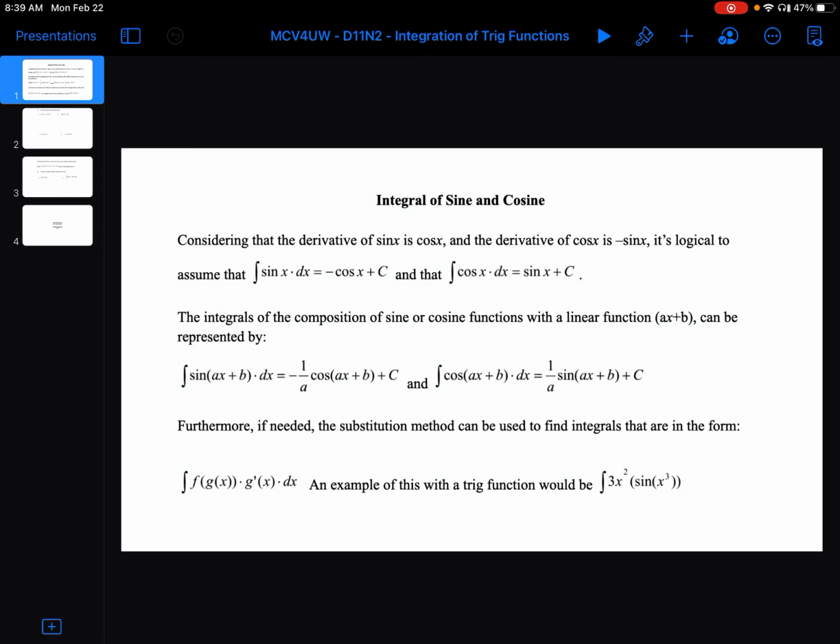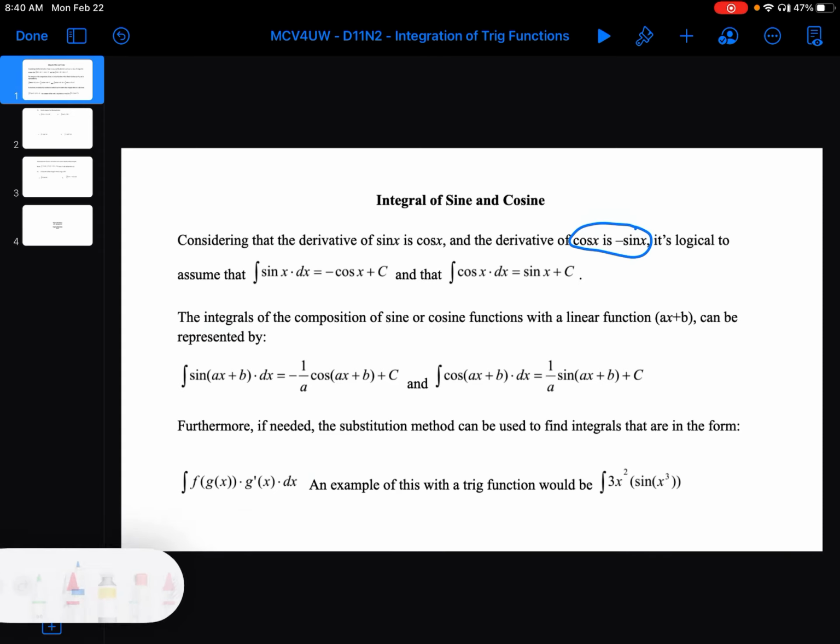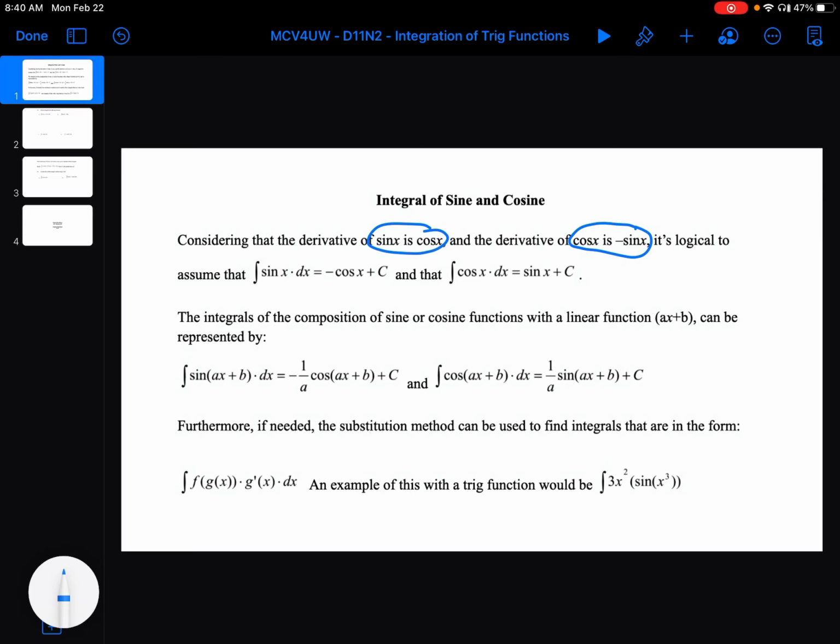First thing we need to remember is the derivative of sine is cos, and the derivative of cos is negative sine. And so then when we're taking the integrals, it's just the opposite. The integral of sine is going to be negative cos because we're looking at this value. Okay. The integral of cos is going to be sine because we're going in reverse from here. Okay, so it's kind of the opposite of what we were thinking about before.